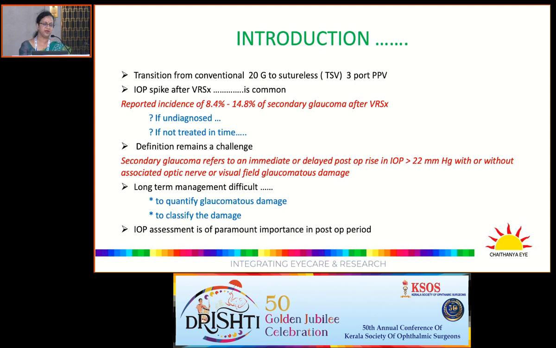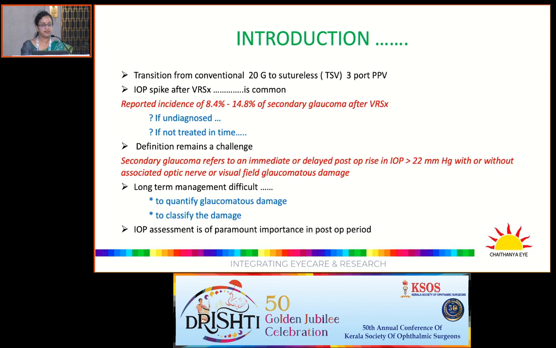So the transition from the conventional 20-gauge vitrectomy to the transconjunctival small incision vitrectomies may have improved retinal surgical outcomes, but definitely the post-operative IOP spike, which was a complication even with the traditional, still is common. The reported incidence in literature is 8.4 to 14.8% of secondary glaucomas, and the definition itself is a challenge because one has to differentiate what is the definition of secondary glaucoma. It refers to an immediate or delayed post-operative IOP rise more than 22 millimeters of mercury with or without an associated optic nerve damage or visual field damage.